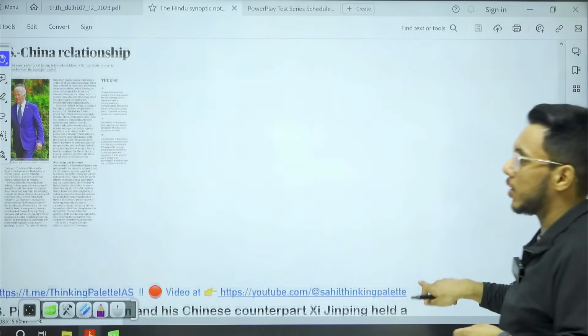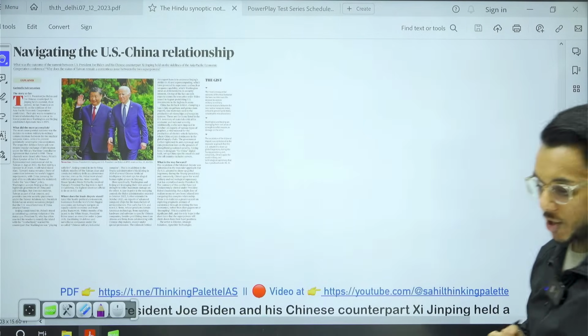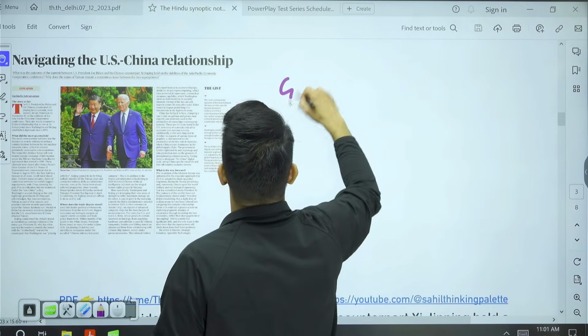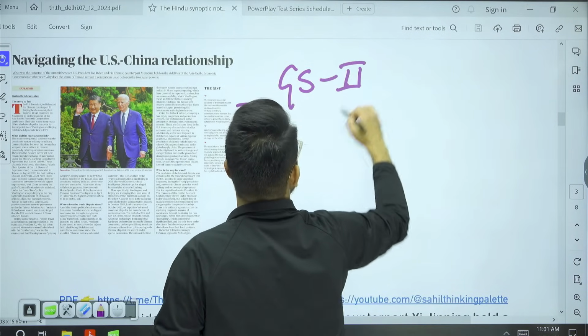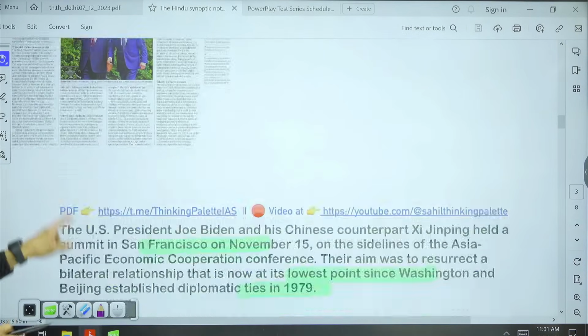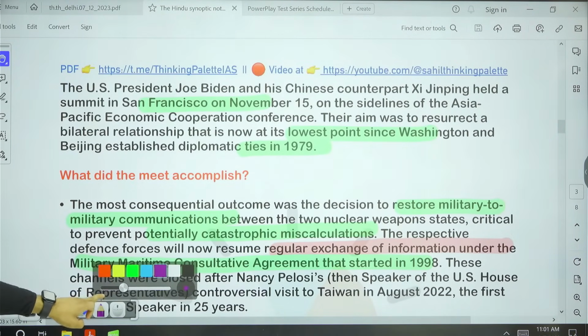And now moving on to the next article, navigating the US-China relationship. Now we'll take this particular article with respect to GS paper number 2, International Affairs. Okay, now let's take this issue and understand what is happening here.